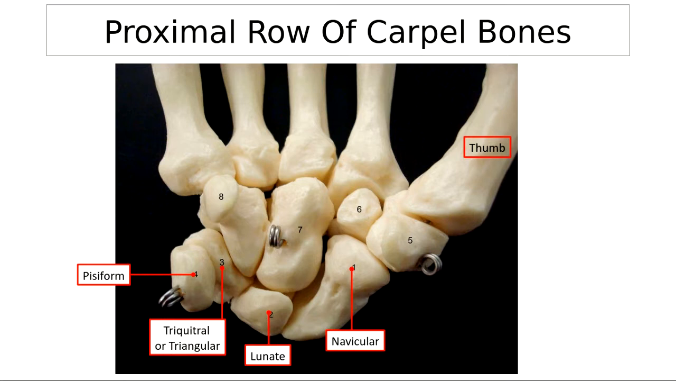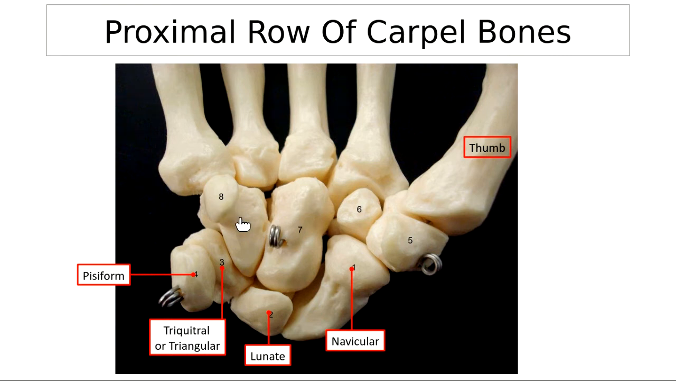So let's look at these carpal bones. There are 2 rows. There's a proximal row and a distal row. Here's the proximal row here. It's closest to your point of attachment, right? 1, 2, 3, 4. There are 4 in the proximal row. We'll see that there's 1, 2, 3, 4 in the distal row.